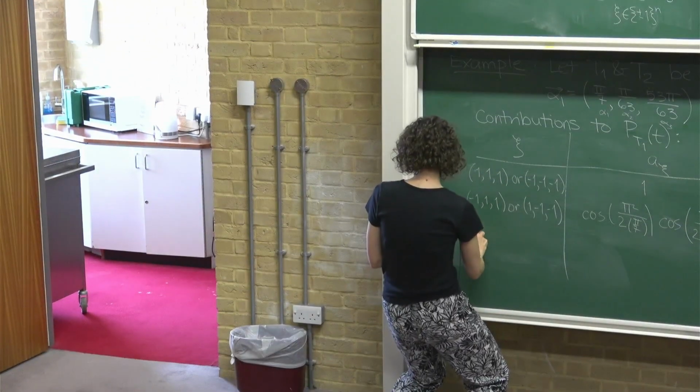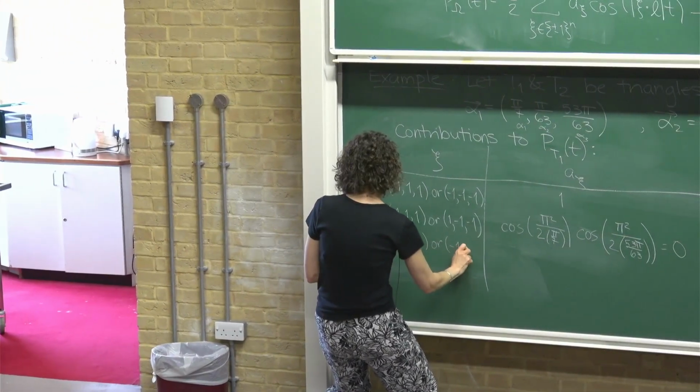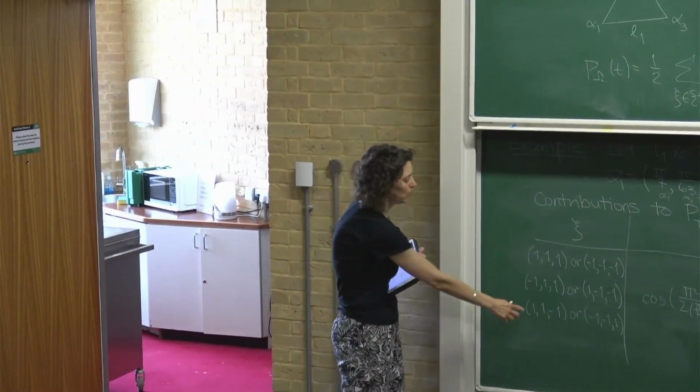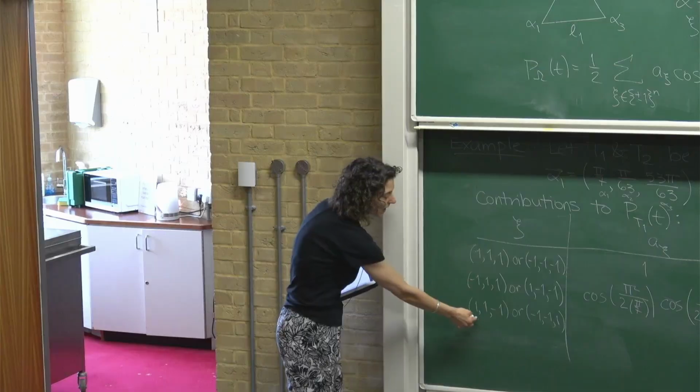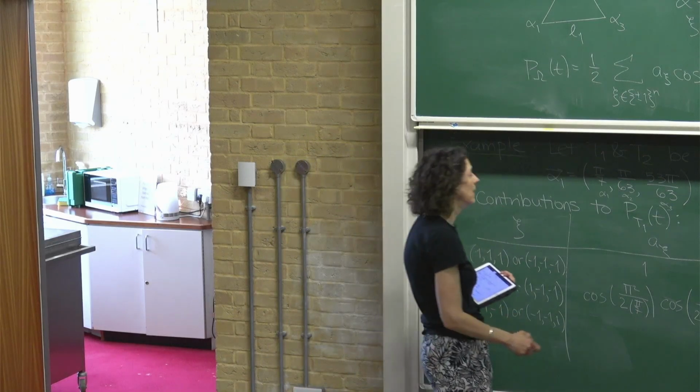All right, I'll give you one more. So what if we have 1, 1, -1, or -1, -1, 1? My switches happen between 2 and 3 and 3 and 1. Okay, so this time I'm picking up alpha 2.